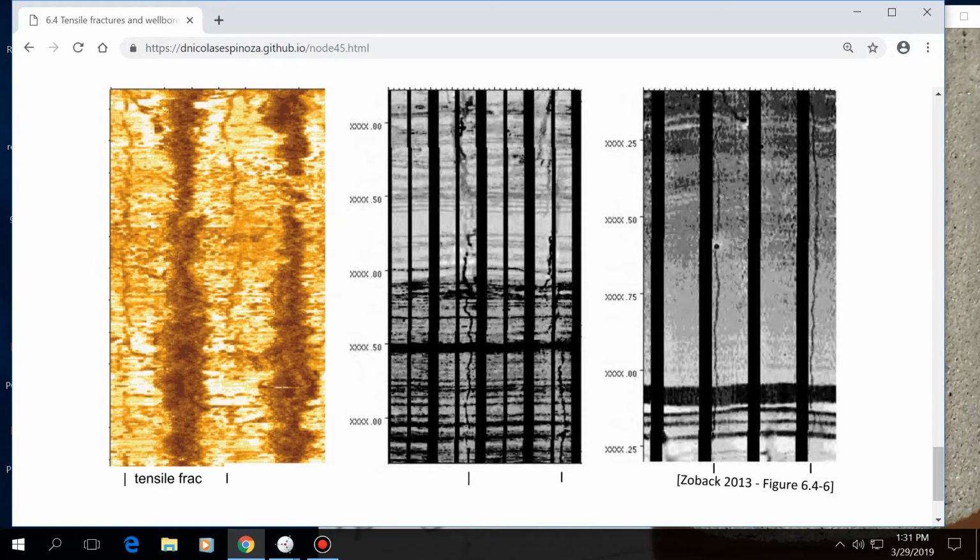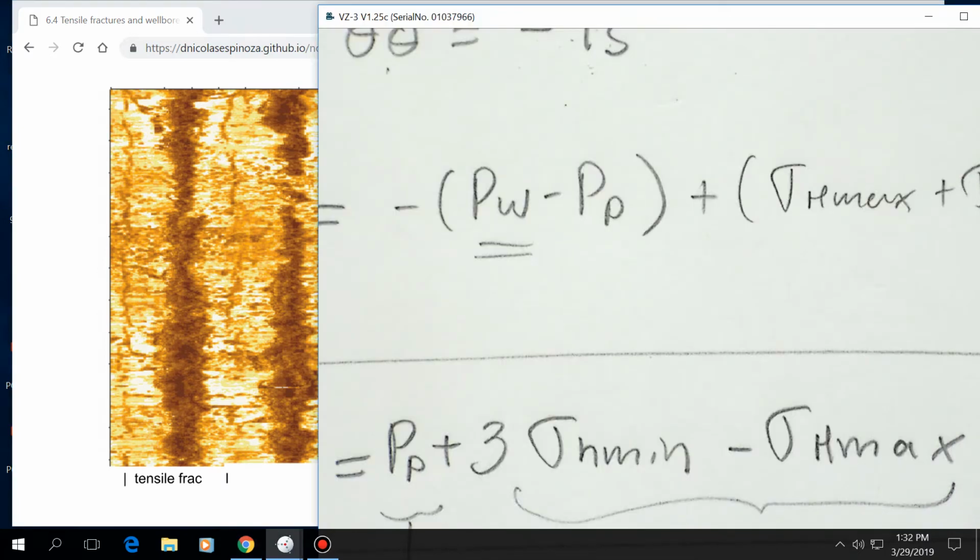All right, so after all, this is very easy. The only thing that you have to do now, if you want to compute the wellbore pressure at which you're going to have tensile fractures, is just to use this equation. Yes, and that's what we're going to do right now.